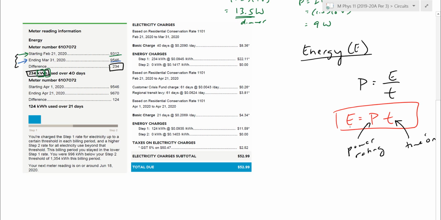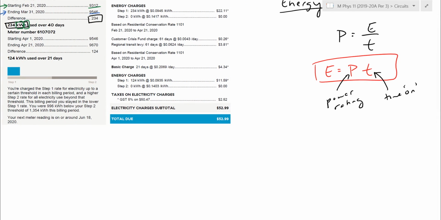So power times time gives you a measure of energy. Why don't they use joules, which we're used to? Again, unfortunately, here in this context, the joule would be a humongous number. I'm just going to show you the conversion here. What if I just had 1 kilowatt hour?